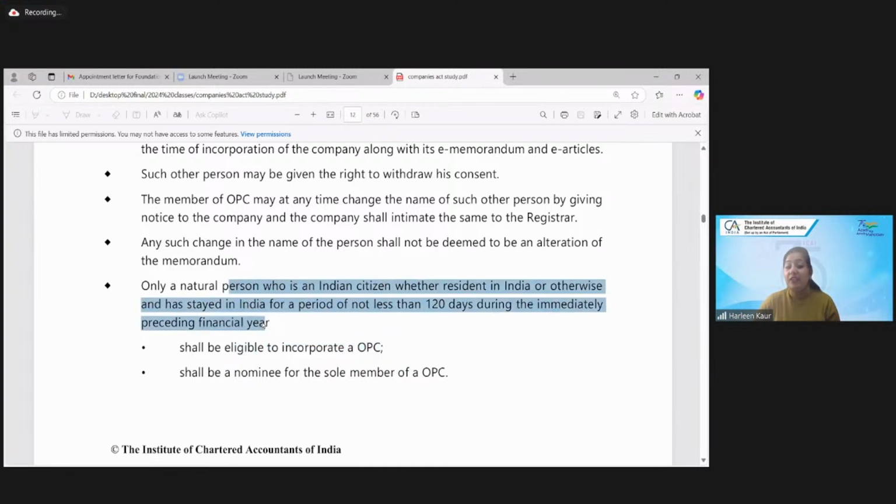And the same conditions are applicable in order to become a nominee for the sole member of OPC. So Mr. B, whom we made the nominee, shall also be an Indian citizen. He shall be a natural person who stayed in India more than 120 days during the preceding financial year. Then only he can become the nominee in OPC.